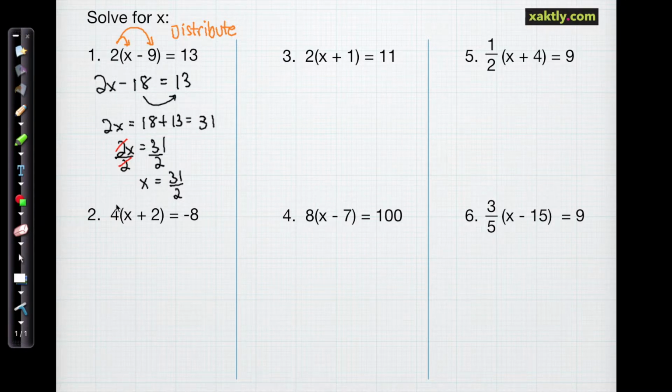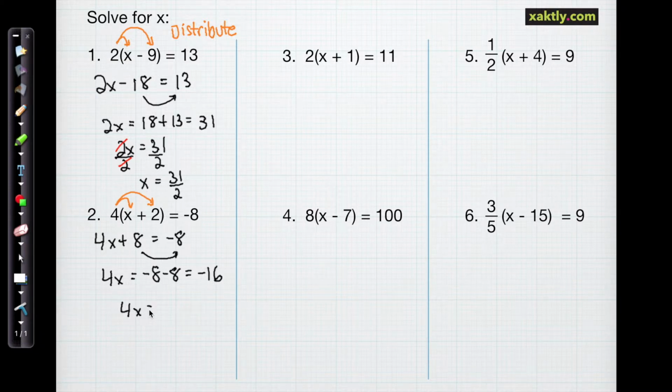Same idea on the second problem. The 4 multiplies the x and the 2 because it's outside the parentheses. So we have 4x plus 8 is equal to negative 8. We'll subtract 8 from both sides to get that 8 onto the right side. So we have 4x is equal to minus 8, which is minus 16. So 4x is equal to negative 16. Divide by 4 to get x by itself, and we get x is equal to negative 4.